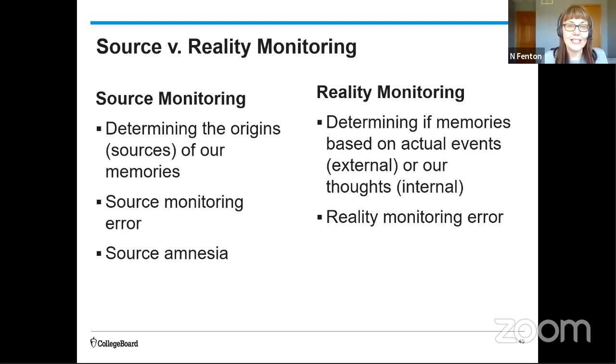Reality monitoring is, does the memory that you have, did it actually happen? Was it external, or was it just your thoughts? So maybe you have a memory that you had your permission slip signed, but in reality, when you look at it, it's not signed. So what you were remembering was your intention to do that, and it didn't actually happen.